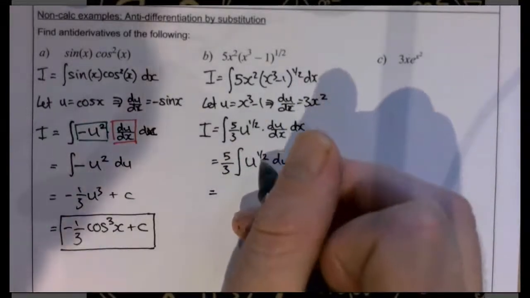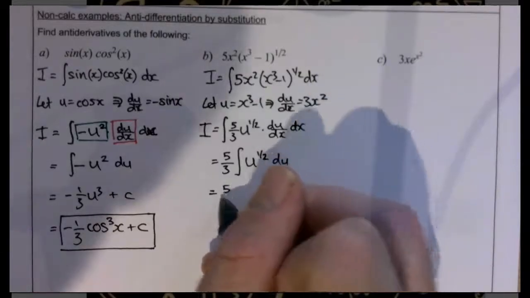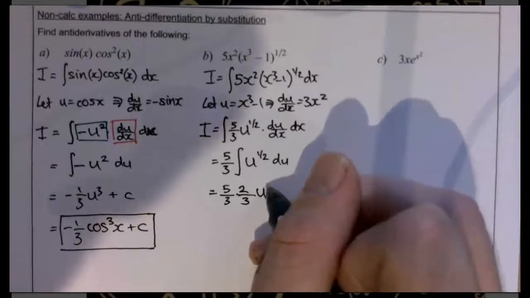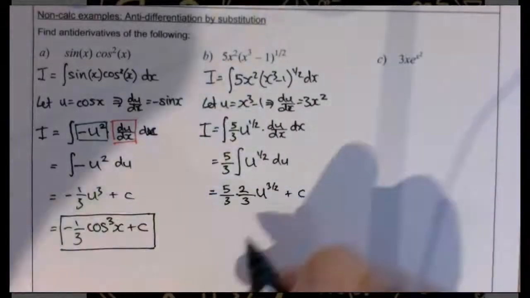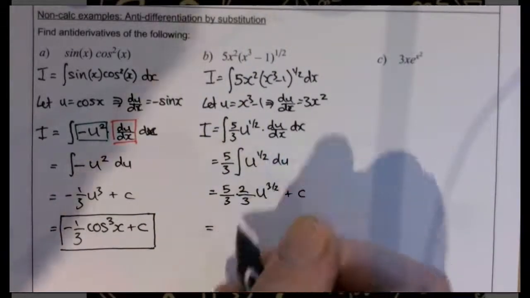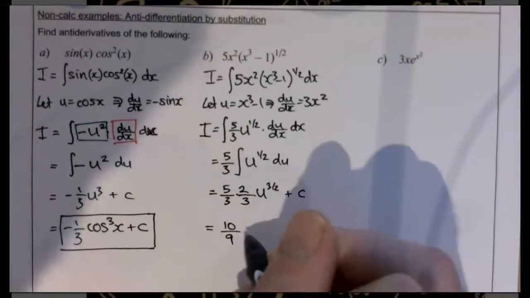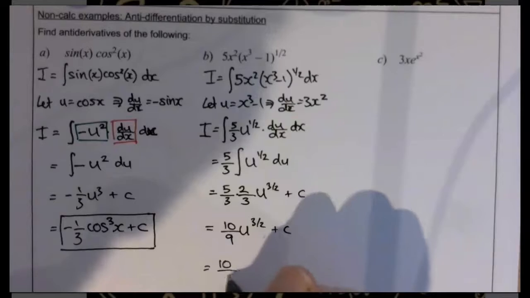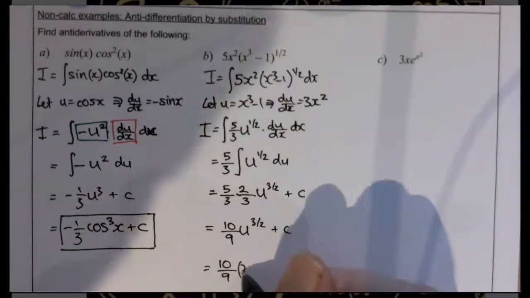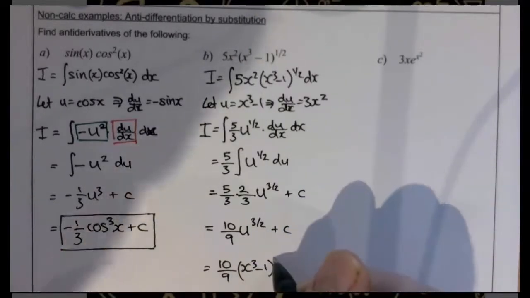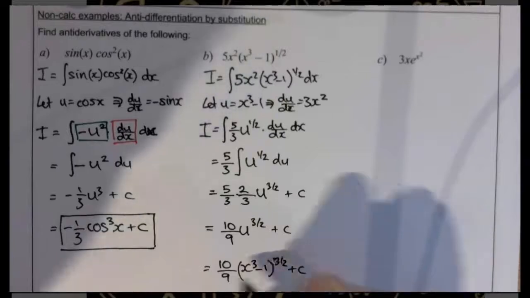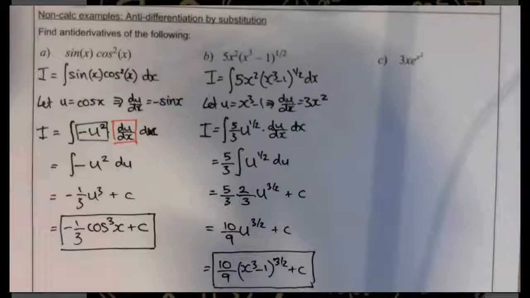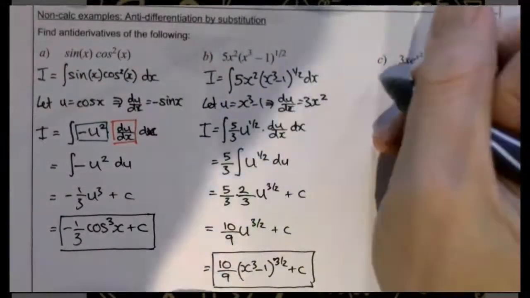Integrating u to the power a half gives me 2/3 u to the power 3 over 2 plus c, always plus c. So that gives me 10/9 u to the power 3 over 2 plus c, or in other words, substituting back in, 10/9 times x cubed minus 1 to the power 3 over 2 plus c. Hopefully you got that. If you didn't, try the last one again now.